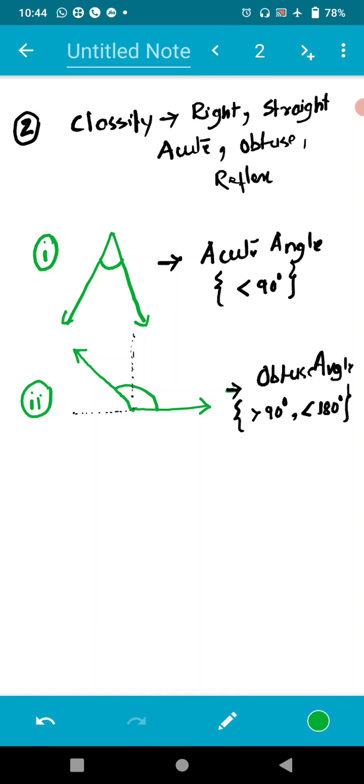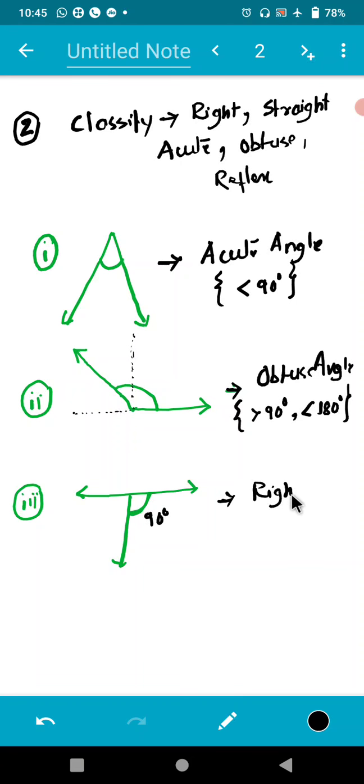Now let's move on to sum number 3, students. This is a very, very easy figure. What angle is this? Absolutely right. This is a right angle, as it measures exactly 90 degrees. So we'll name this angle as right angle. Why? Because it is equal to 90 degrees.